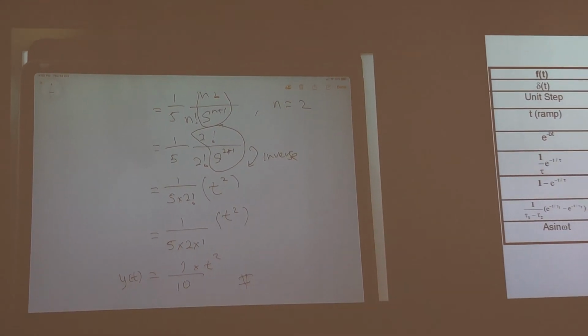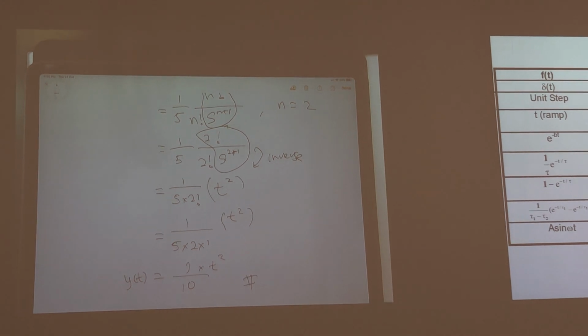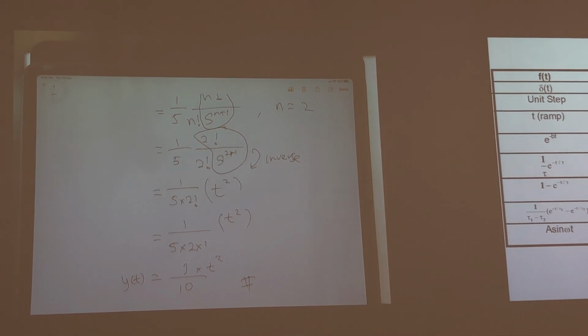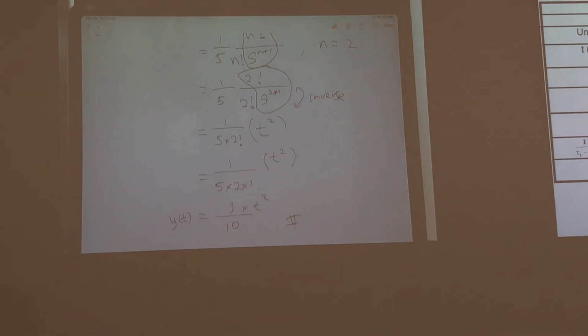So any formula or any changes of y with respect to time will equal to t power of 2 divided by 10. This is what we need.